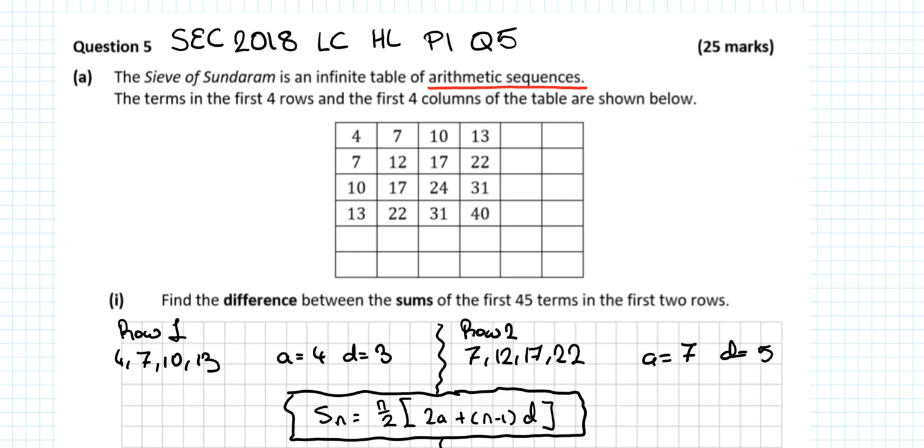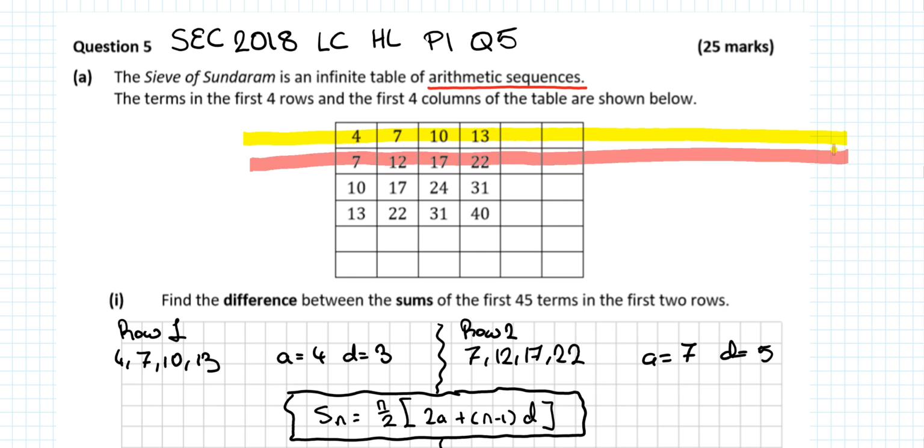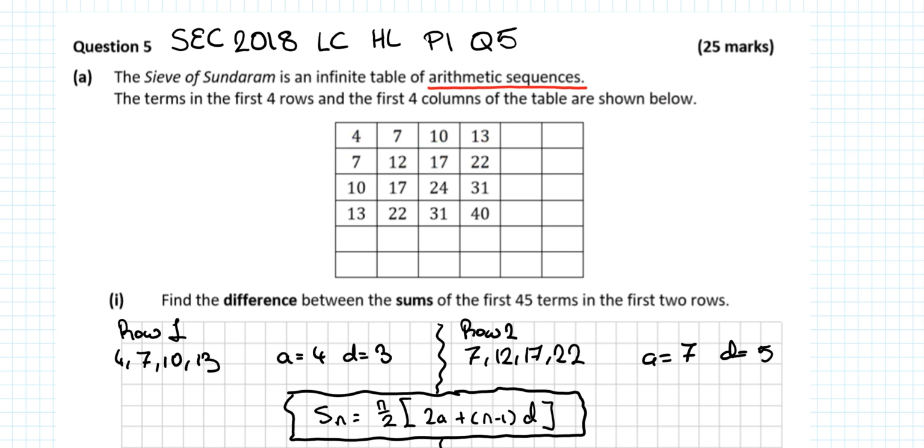So in this question, I'm looking at SEC 2018 Leaving Cert Higher Level Maths Paper 1 Question 5, and it's a sequences and series question. The sieve of Sundaram, I'm sure I'm pronouncing this wrong, is an infinite table of arithmetic sequences. The terms in the first 4 rows and first columns of the table are shown. Find the difference between the sum of the first 45 terms in the first 2 rows. So the first 45 numbers going that way and the first 45 numbers going that way. What's the difference between the two?